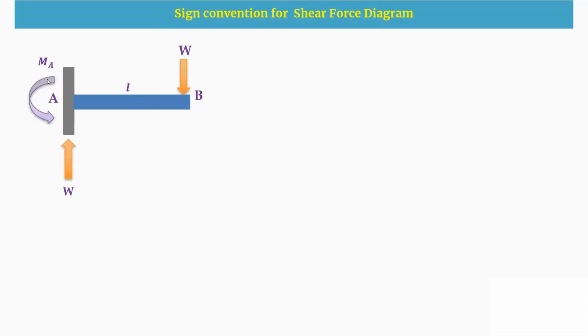Now coming to the sign convention for a shear force diagram, just consider a cantilever beam AB, which is having a span L, and it is having a point load W at the free end. And due to this fixity, you are having a reaction W at the fixed end, and there is a moment also developed at the A support, that is MA.